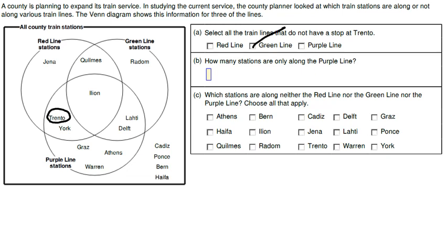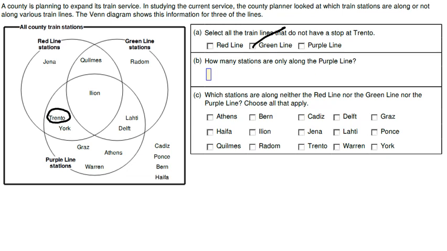Trento is in the circle associated with the red line. It's in the circle associated with the purple line, but it is outside of the circle associated with the green line. Second question, how many stations are only along the purple line?